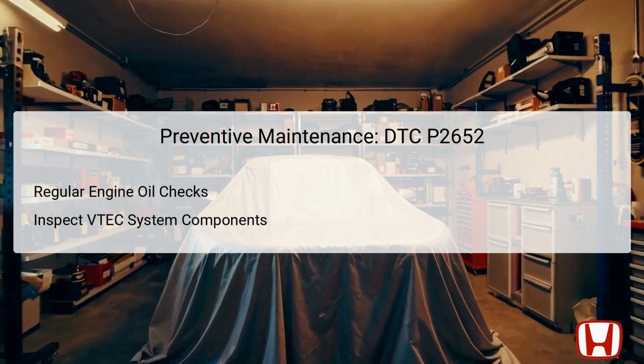Additionally, periodic inspections of VTEC system components, including the rocker arm oil pressure sensor and rocker arm oil control valve, can help identify potential issues before they cause a significant failure. Regular maintenance and timely replacements of worn components ensure that the engine runs smoothly and reduces the likelihood of similar DTCs appearing in the future.